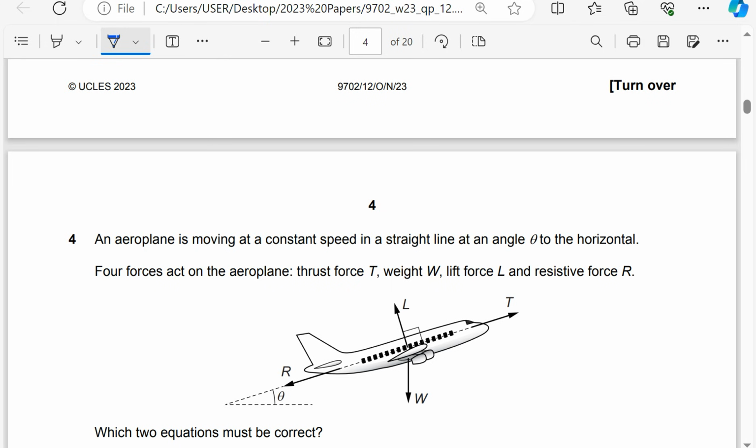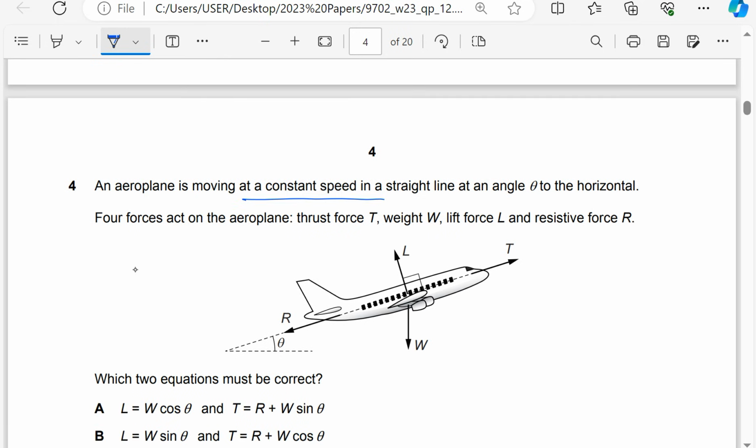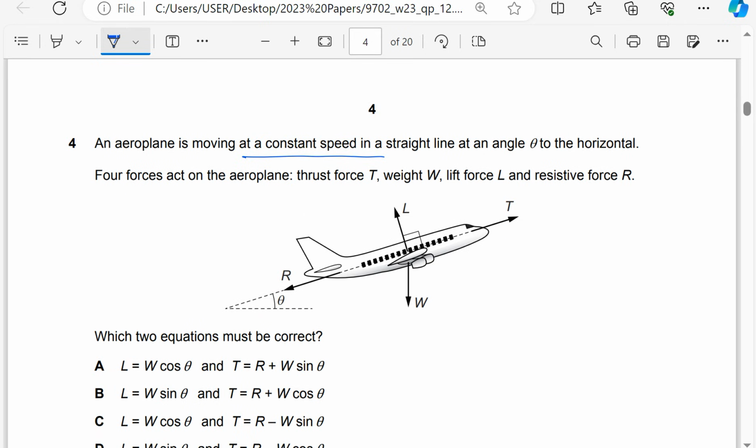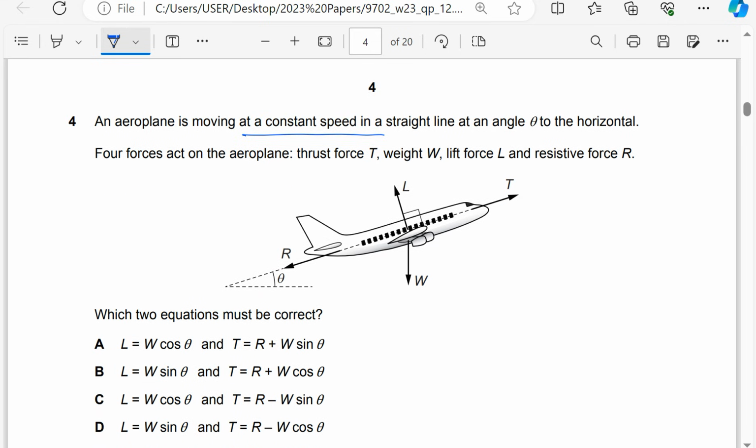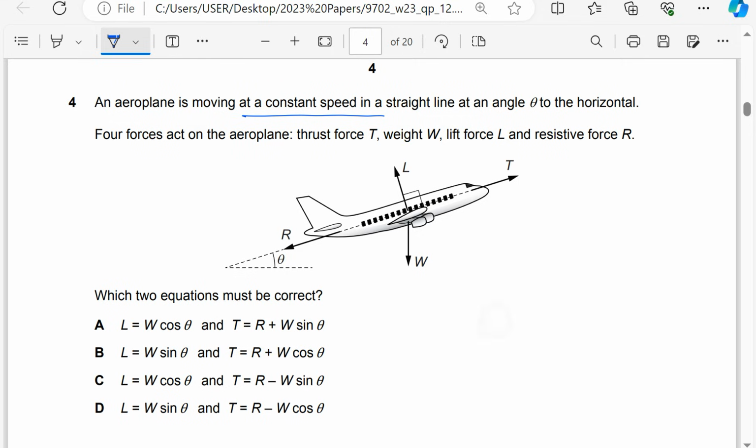An aeroplane is moving at a constant speed. That means acceleration is 0. In a straight line at an angle theta to the horizontal, 4 forces act on the aeroplane: thrust T, weight W, lift force L, and resistive force R. What two equations must be correct?